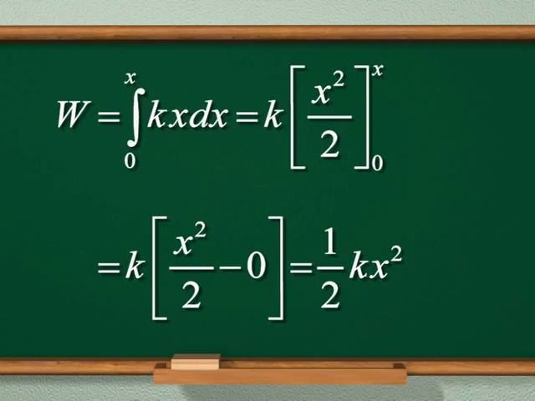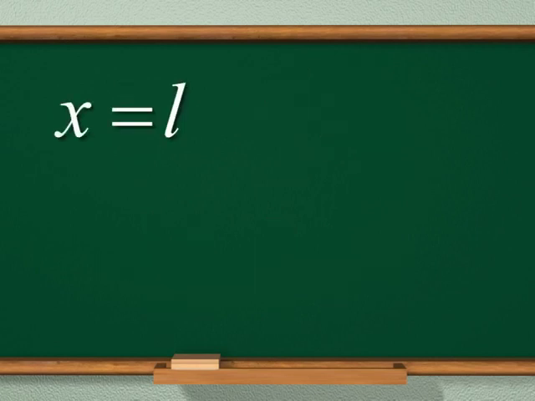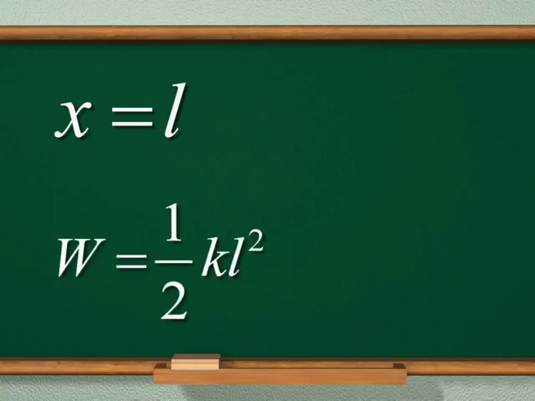The potential energy of the system when the block is pulled up to the point A, that is when x is equal to L, is W equal to 1 by 2 into k into L square.